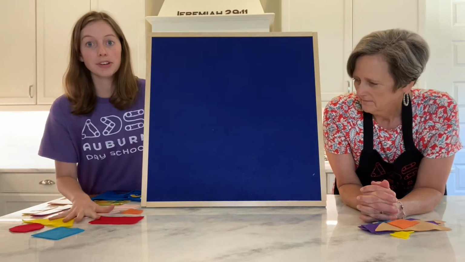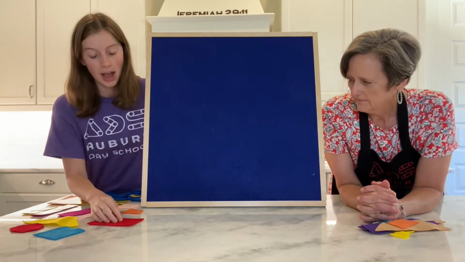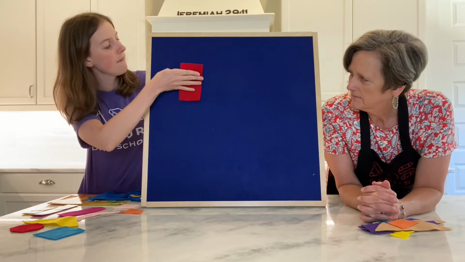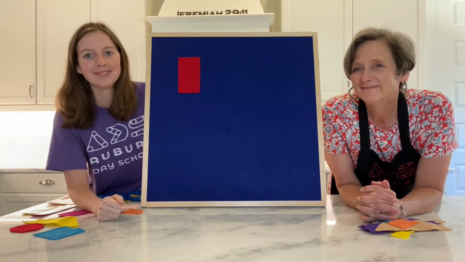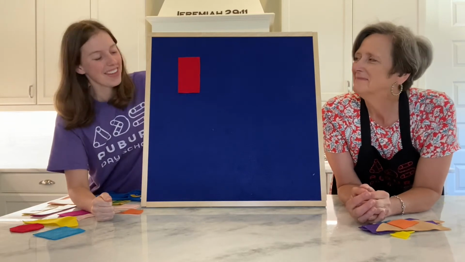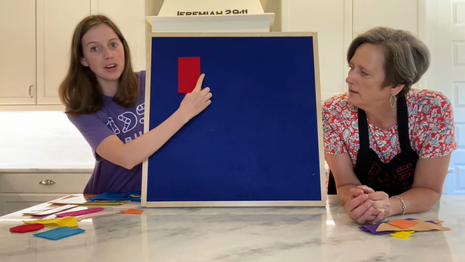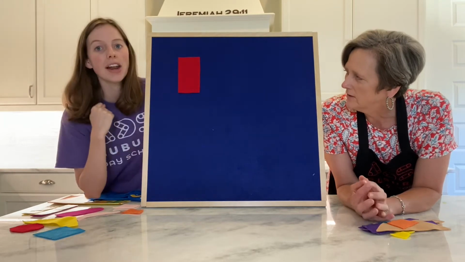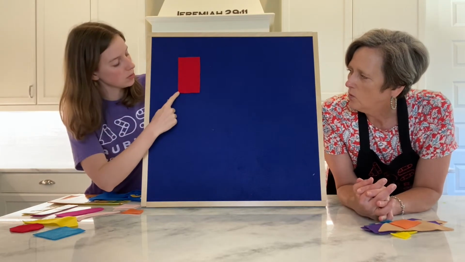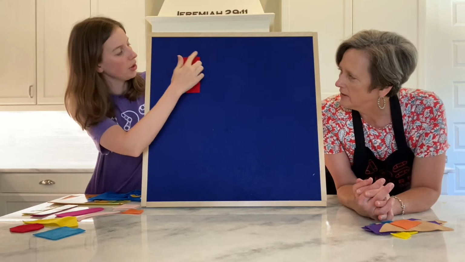I have a lot of different shapes here that I'm going to put up on the board, and we're going to learn the names. Let's pick this big one first. You know what that's called? It's a rectangle. This rectangle has 4 sides. 2, 3, 4. And it also has 4 corners. 1, 2, 3, 4.